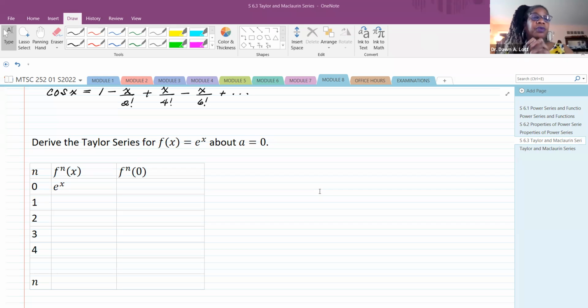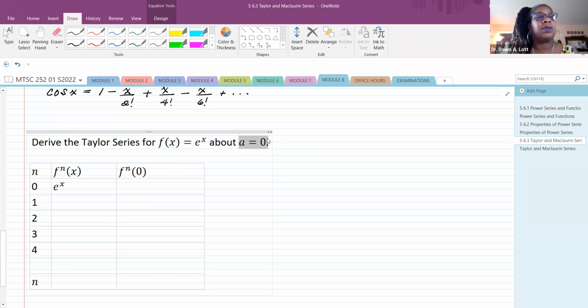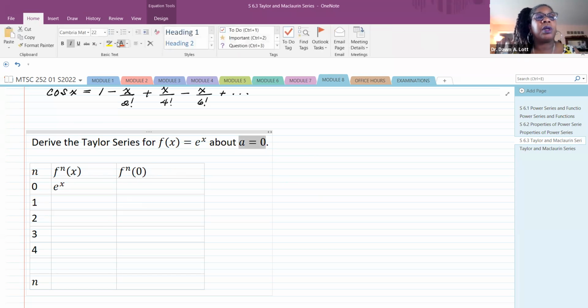Okay, so now we're going to derive our very first Taylor series, and this is one of the easiest ones because the formula is the easiest. All right, so make a very simple chart or table that gives you n, the nth derivative, and the nth derivative evaluated at our a. So for us, our a is 0. So that is what we are going to do. Basically, we really are doing a Maclaurin series since this is about a equals 0.